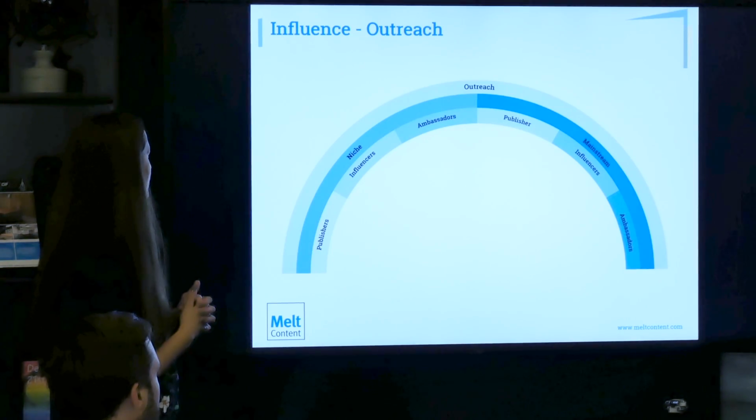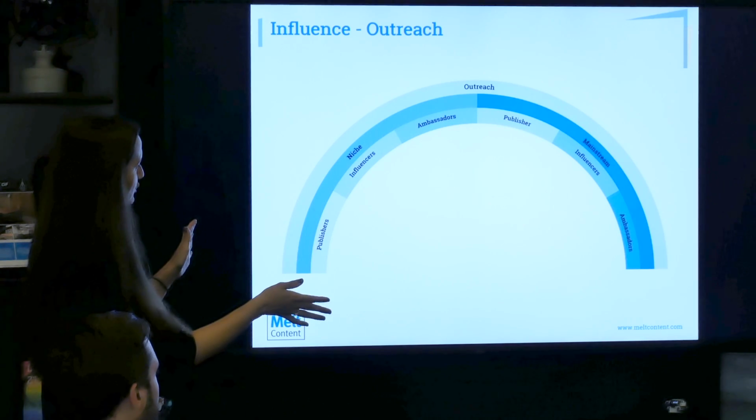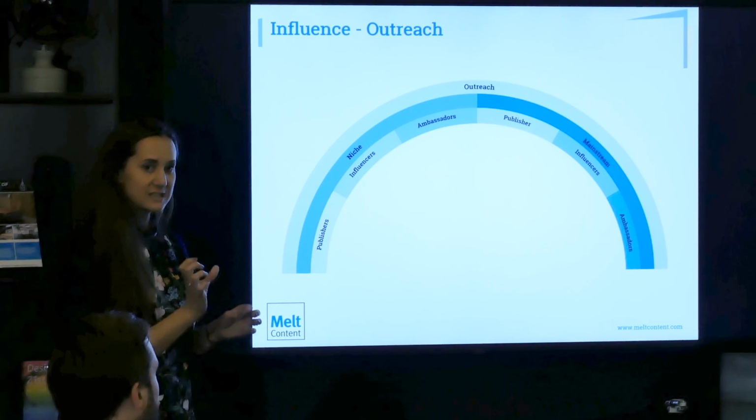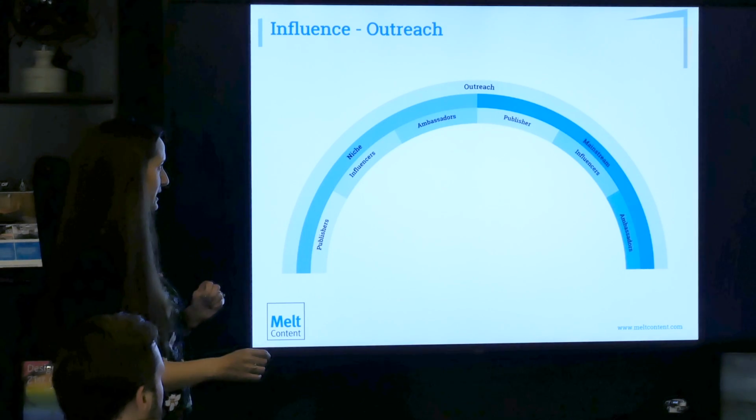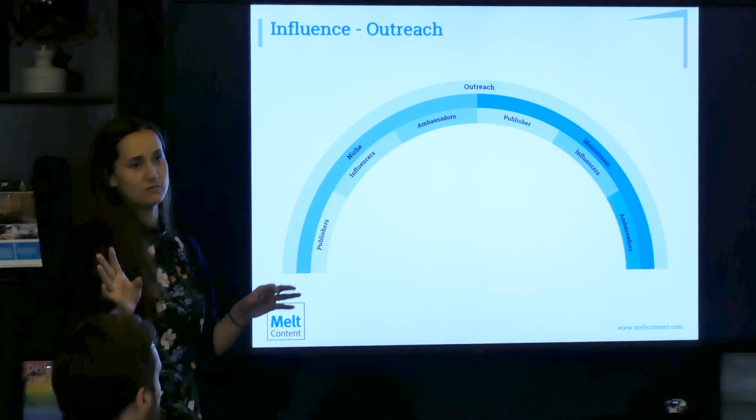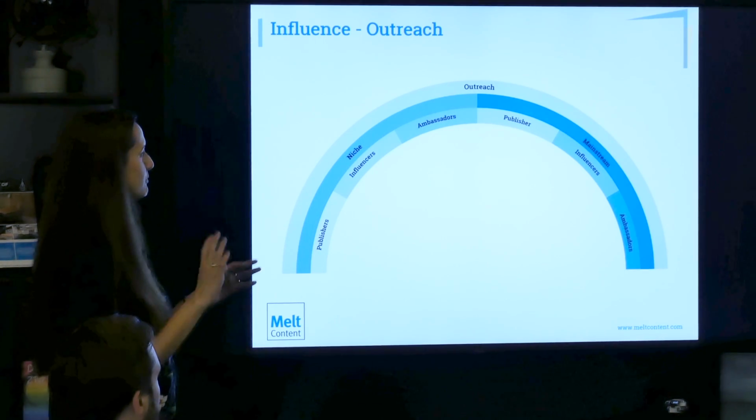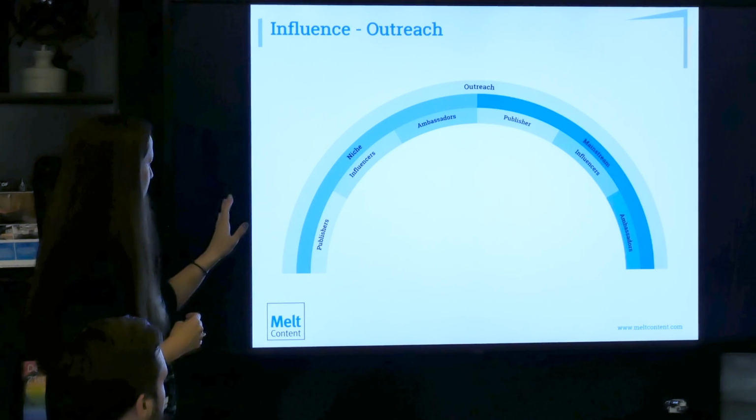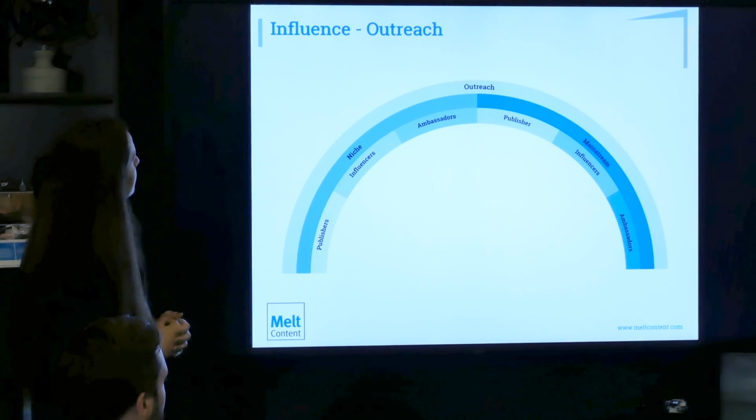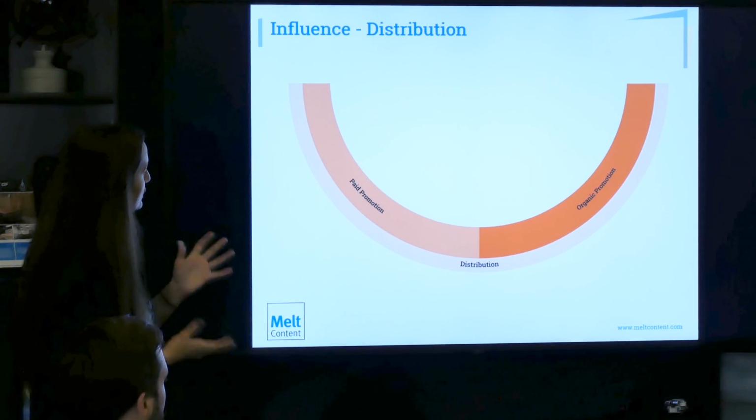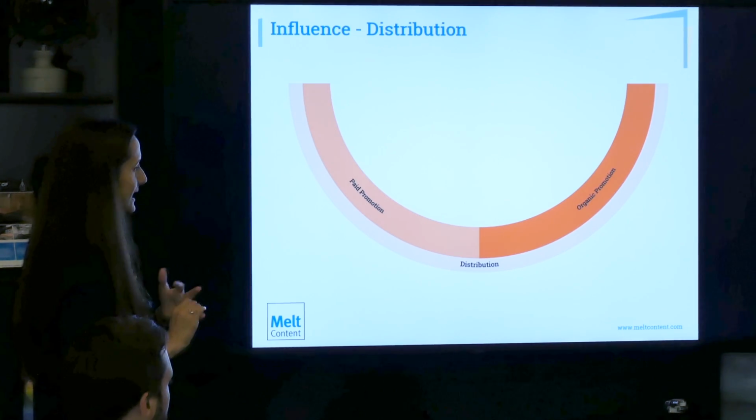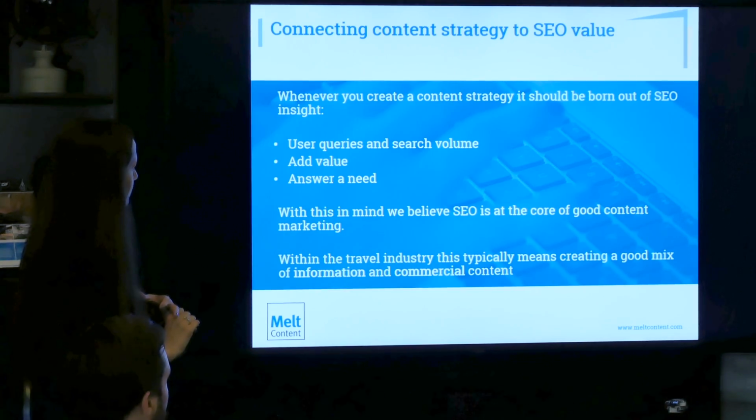So within outreach, you've got the niche and the mainstream. Niche is really fine-tuned down into the specific area that you're talking about, and mainstream is more general, so it could be very broad. And then within those different sections, you've got publishers, influencers, ambassadors. And then for distribution, it's outlining your paid promotion and your organic promotion.